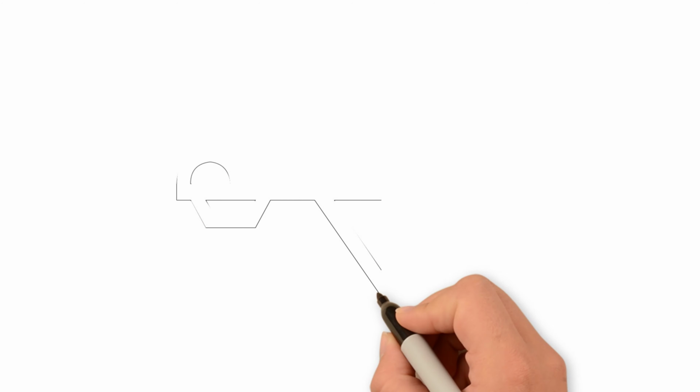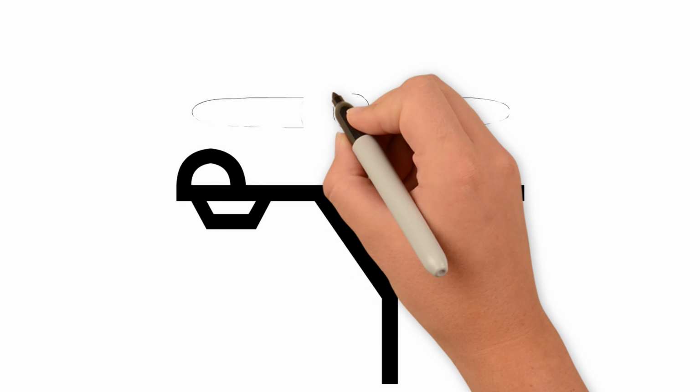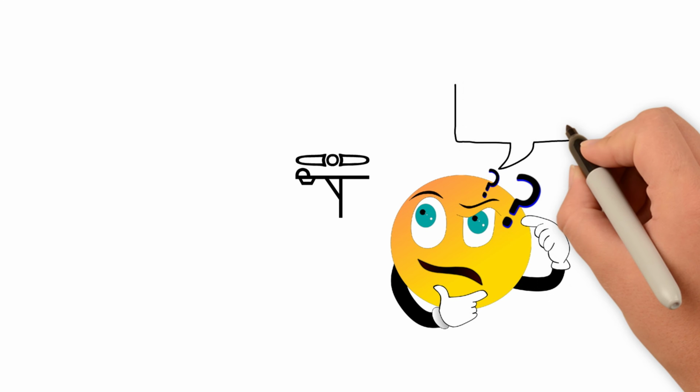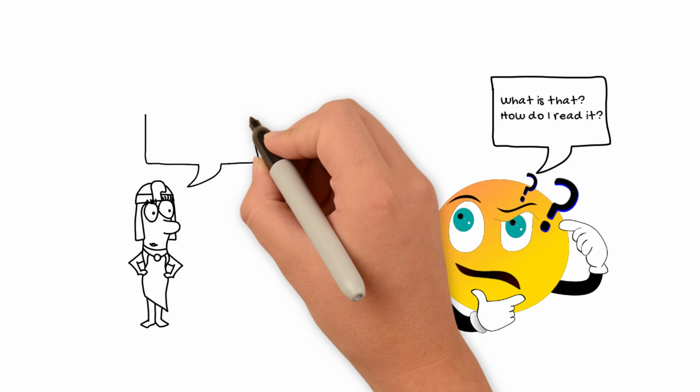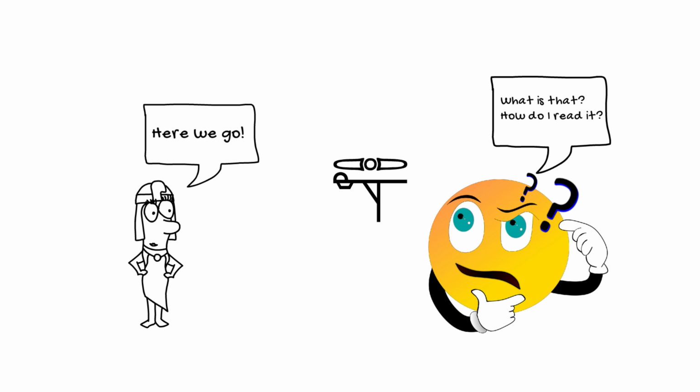All right, it's time for another hieroglyph, or in this case, two hieroglyphs that are used together. So, what are these and how are they used in ancient Egyptian? That's what we'll get into in just a moment.